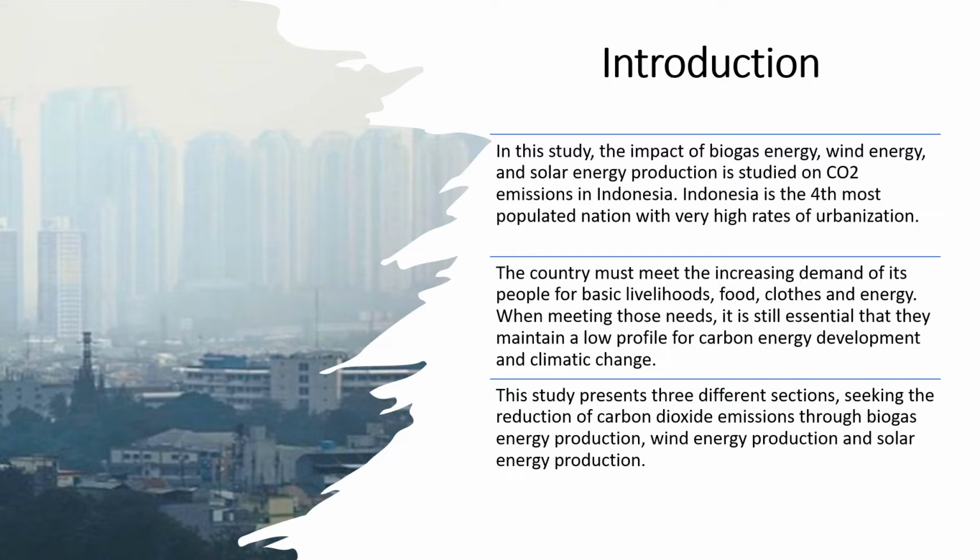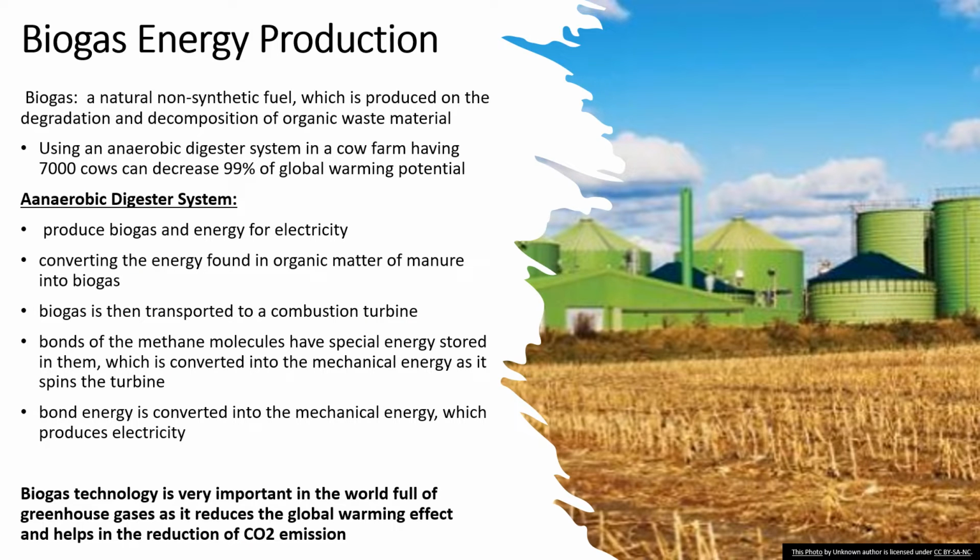But at the same time, it has to keep a low profile for carbon energy development as well as for climate change. So this study presents three different sections that seek the reduction of carbon dioxide emissions through biogas energy production, wind energy production, and solar energy production. So starting off with the first production, we have biogas energy production.